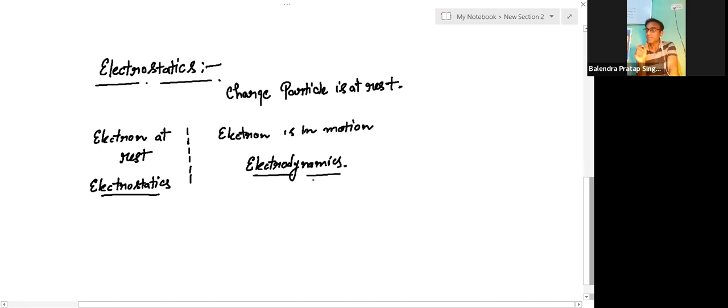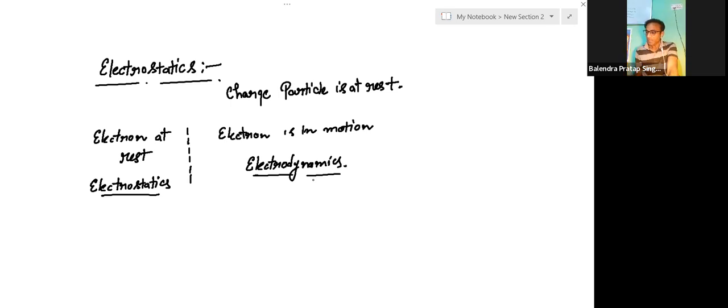But first we will consider the very basic example, the electron at rest, and that study comes under electrostatics. Is it clear to all of you? What are we going to study? We are going to study charges, and charges at rest. At this point we will not talk about motion. We will just talk about charges put at rest. Is it clear? Yes, sir.